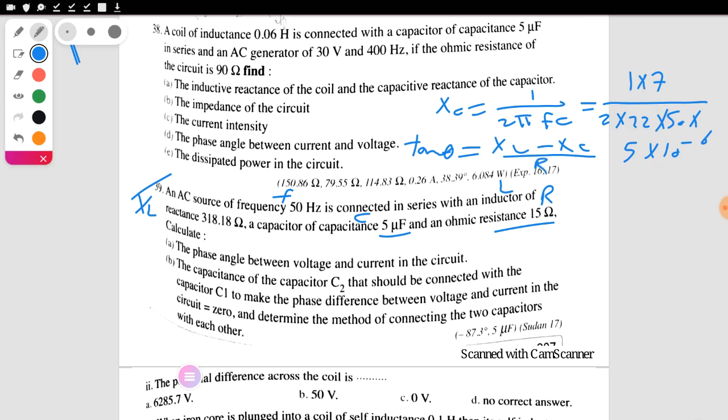Number 2, the capacitance of the capacitor C2 that should be connected with the first capacitor to make the phase angle between voltage and the current 0. This is the key of the problem: the phase angle equals 0 at the resonance state. Determine the method of connection of the two capacitors, meaning the connection in resonant state.